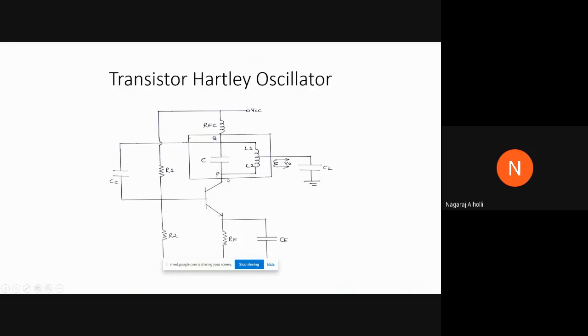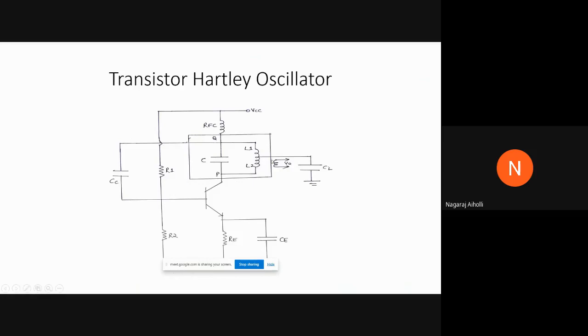Again, the radio frequency choke coil is connected. As I told, the function of the radio frequency choke coil is to pass the DC signal and to suppress or block the AC signals. Based on the energizing, that is, based on the DC signal passed by the choke coil, the oscillations are produced at the output.